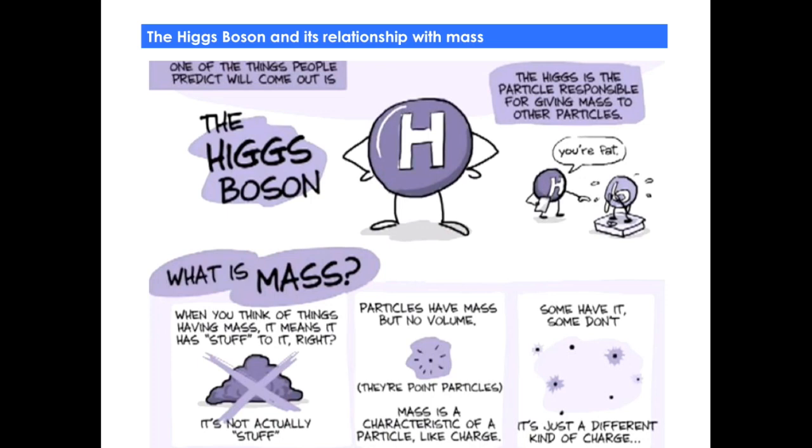When you think of things having mass, you usually think that it means that they have stuff, right? Well, it's not actually stuff. Particles have mass, but they don't have volume. Mass is a characteristic of a particle, like charge. Some have it and some don't. It's just a different kind of charge or property.